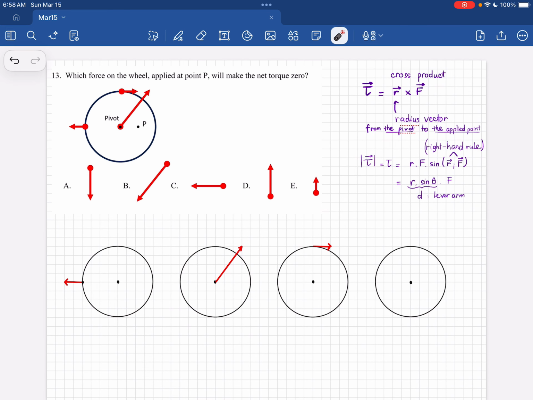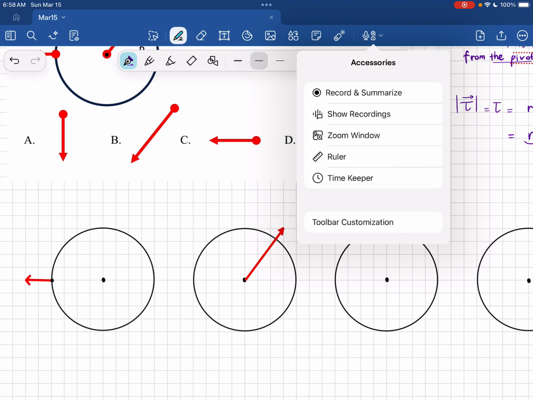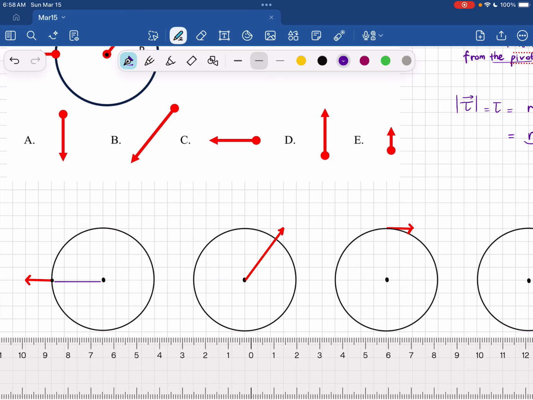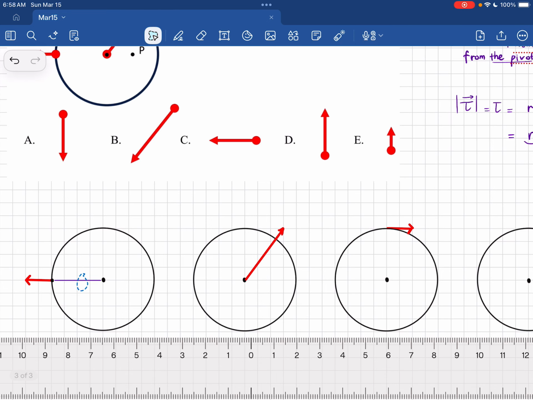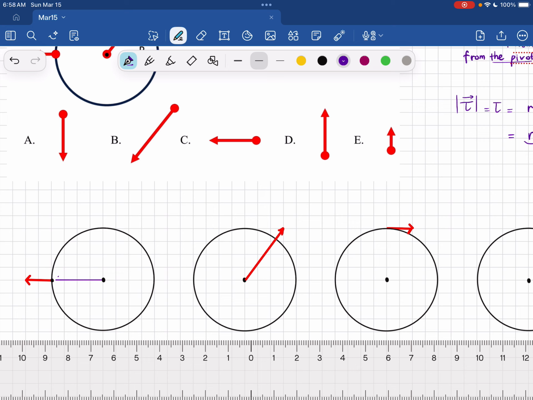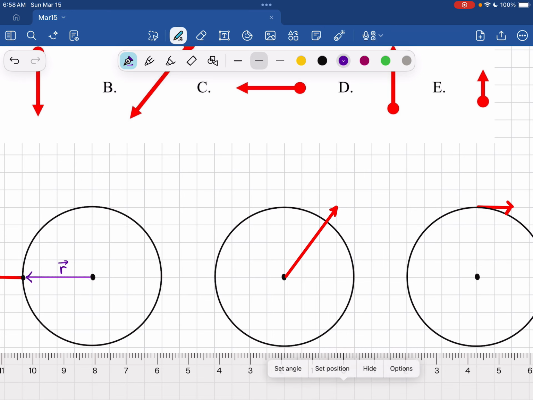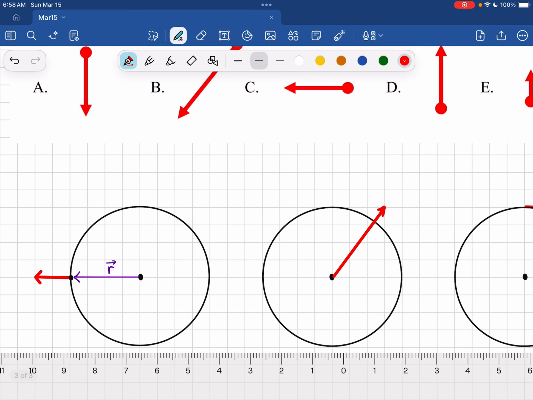So we need to draw a vector from the pivot. This is the pivot here, that's what they say in the problem statement. We need to connect from the pivot to this point. So this should be the radius. Let me have the ruler out. Just go from the pivot point to the applied point. Let me make it more accurate here. So this is the radius. See that? This is the radius vector, and the force vector is the red one here.